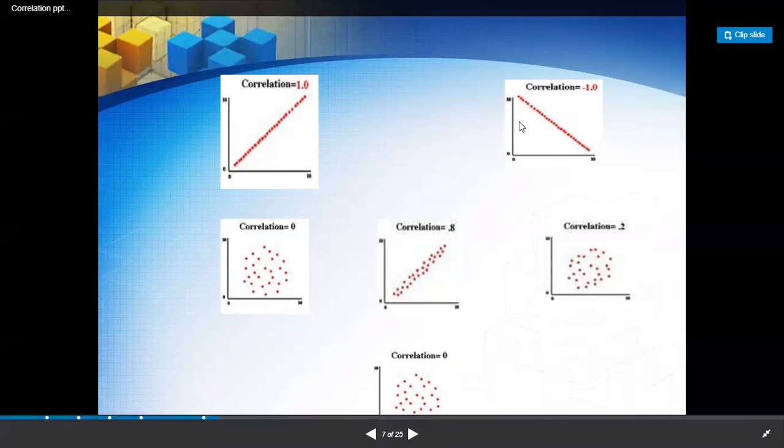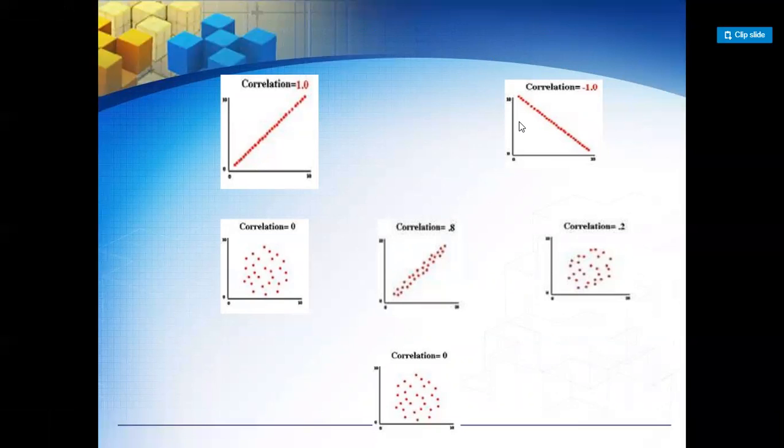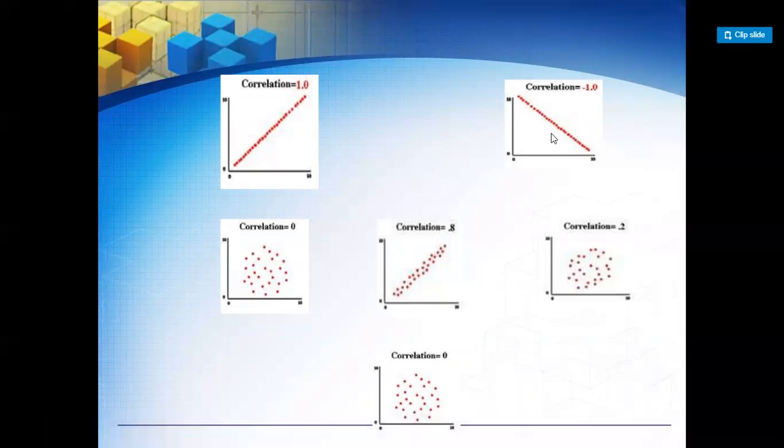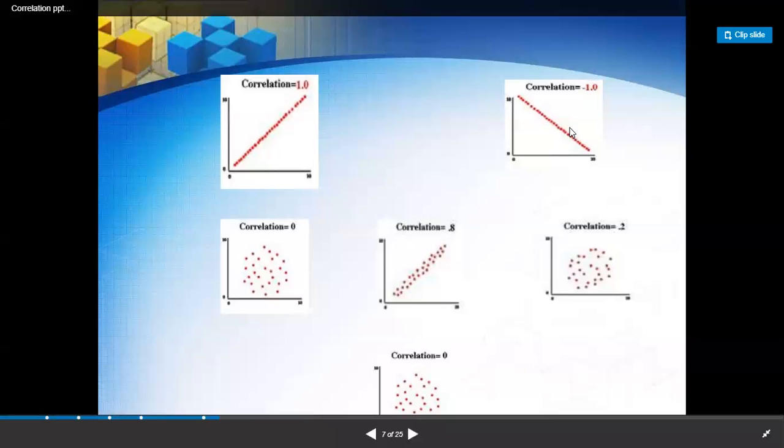Then the perfect negative correlation: if all the points of the scatter diagram fall on a straight line, here in the second diagram, with a negative slope, then the correlation is said to be perfectly negative, r equals minus 1. Here it is given like that.